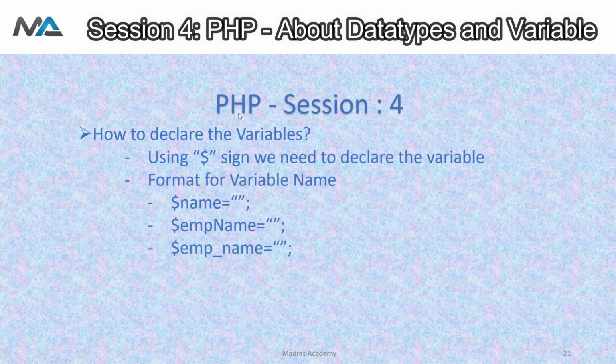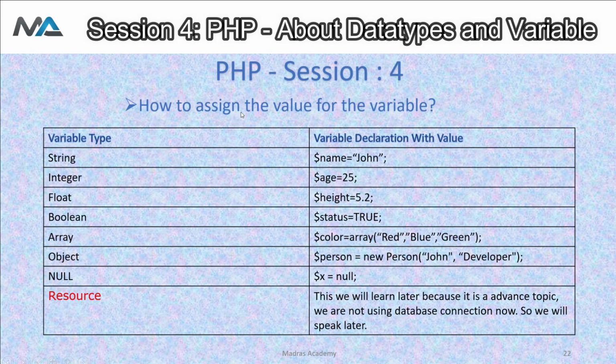Next, how to assign the value for the variable. So variable type as well as variable declaration with the value I define here. If I take string, how do we declare the variable? Dollar symbol name equal to John. Semicolon, we need to write it mandatorily. Like this way we have to declare the variable for the string with the value.